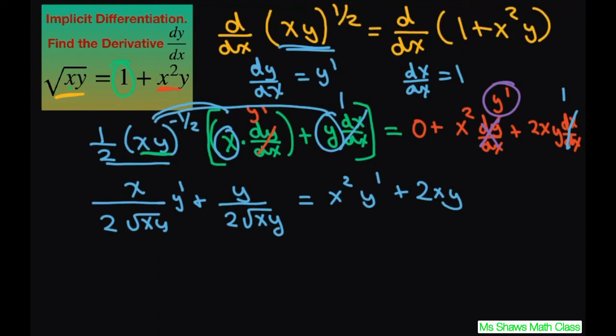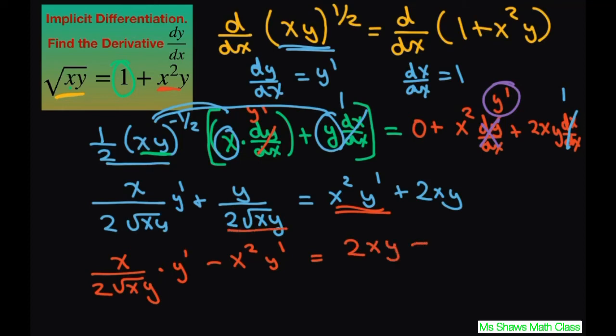All right. So basically, I'm going to group my y primes together. So you have x divided by 2 square root of xy times y prime. And we'll subtract this, minus x squared y prime equals, and I have 2xy minus this part, y divided by 2 square root of xy.